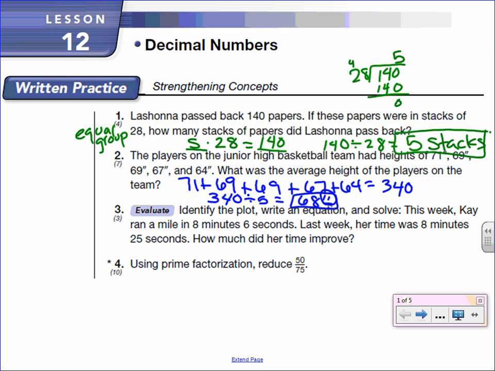Identify the plot, write an equation, and solve. This week, Kay ran a mile in 8 minutes 6 seconds. Last week, her time was 8 minutes 25 seconds. How much did her time improve? This is a comparing. We're looking at how something is different. So the plot is comparing.